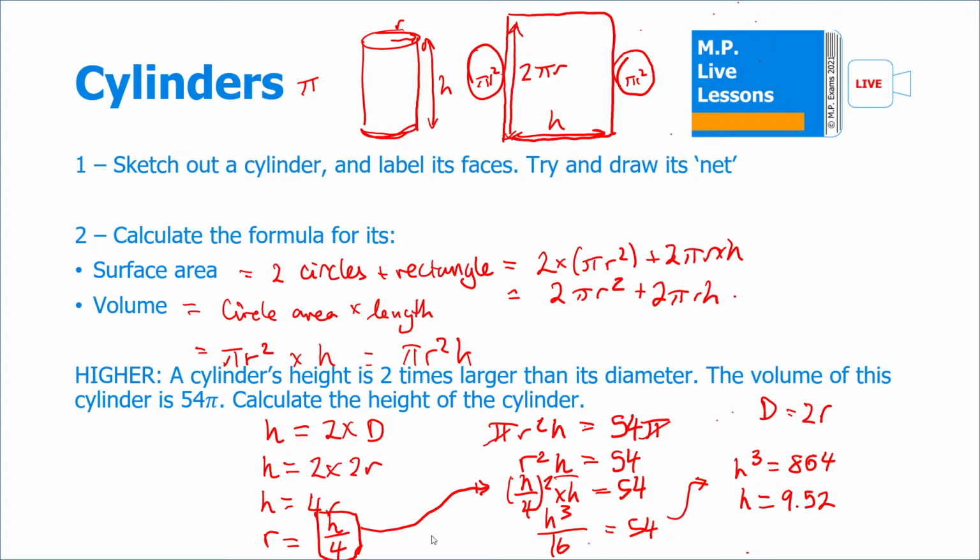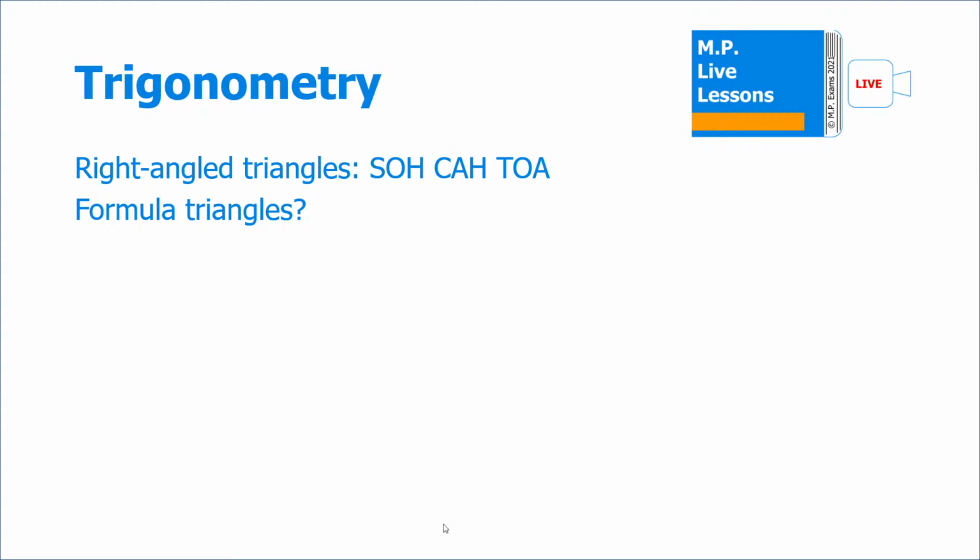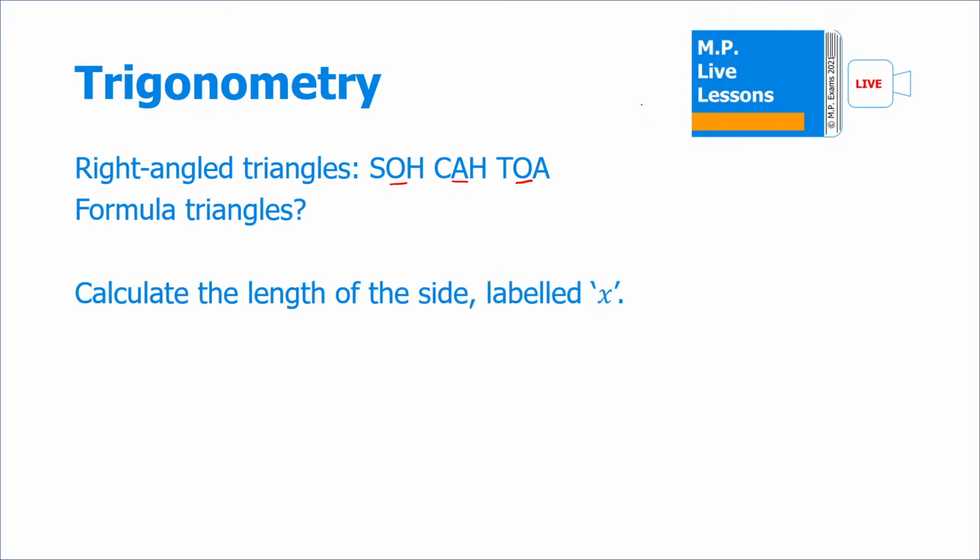Now, next is some trigonometry. So let's say we've got some right angled triangles again. Formula triangles, you can use them if you want. So just remember, the middle bit goes at the top. Now, let's say we've got this here, and we want to find the length of the side labeled x, and we want to give that to 1 decimal place.